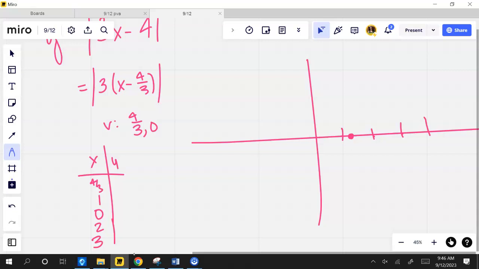So y equals absolute value, 3x minus 4. Table, 1, 0, 2, 3. I got 1, 4, 2, 5. So the points are (1, 1), (0, 4), (2, 2), (3, 5).